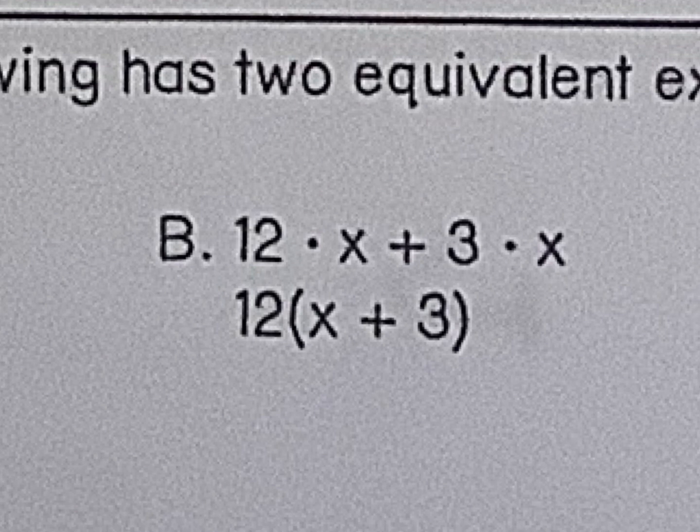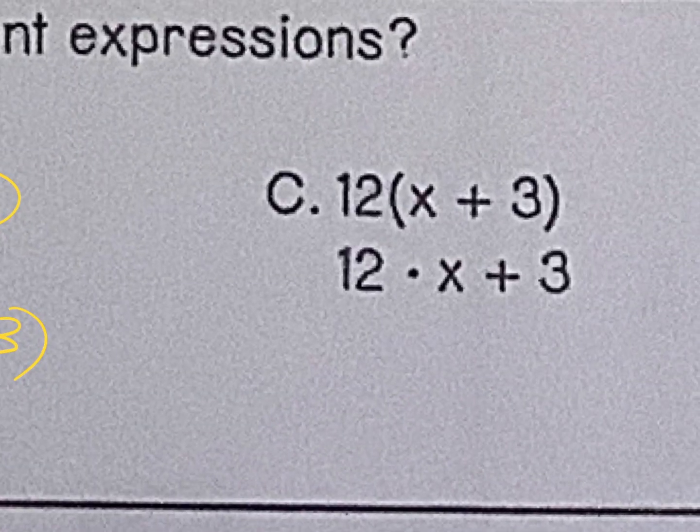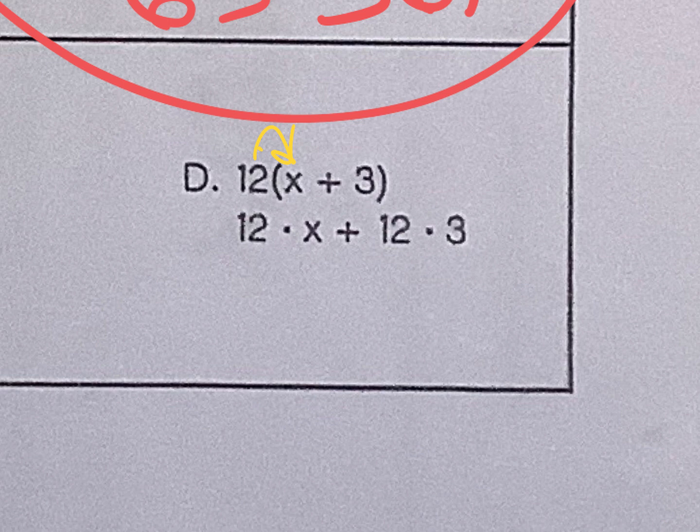Let's look at this one. 12 times x plus 3 times x. Well, if I apply the distributive property to this right here, I should get 12 times x plus 12 times 3. So this one's not right. So that's a no. Okay, so C, 12 times x is right here, but look, it didn't do the 12 times 3, so no. Let's look at this one. 12 times x is right here, 12 times 3 is right here, so that is correct.